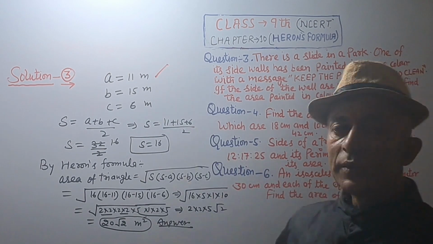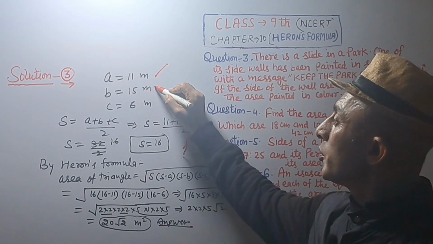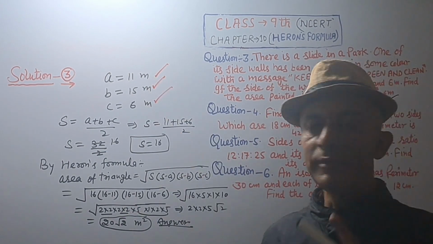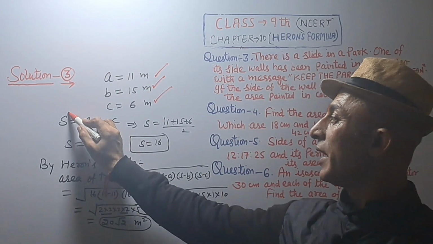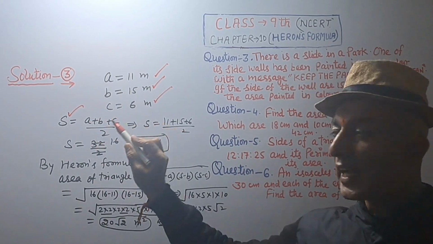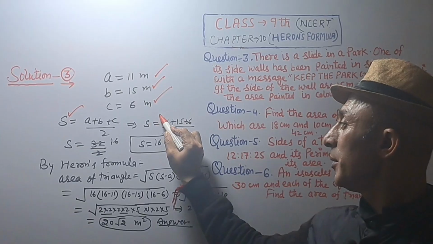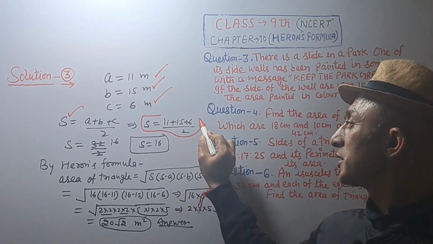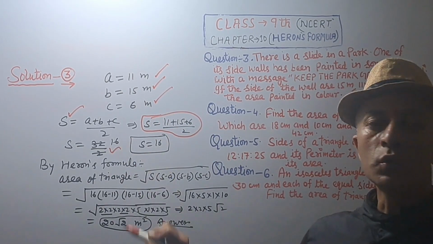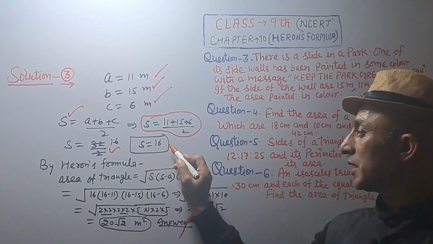आंसर। गिवन साइड्स हमारे पास है A इक्वल टू 11 मीटर, B इज इक्वल टू 15 मीटर एंड C इज इक्वल टू 6 मीटर। S इक्वल टू सम ऑफ साइड्स डिवाइडेड बाय 2, सेमी पेरीमीटर इक्वल टू A प्लस B प्लस C अपॉन 2, that is 32 upon 2 equal to 16.